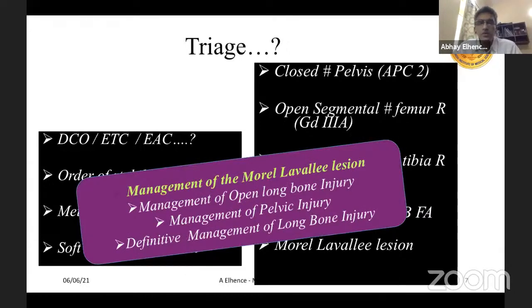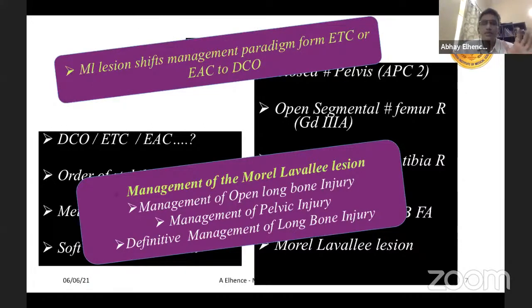What is important to understand here is that with a Morel-Lavallée lesion, ETC and EAC get thrown out of the window and the patient distinctly goes into damage control orthopedics, which means that the soft tissue injury, or the Morel-Lavallée lesion, has to take precedence over any definitive bony management. The open long bone injuries and the pelvic injuries have to be managed simultaneously, as the patient is stabilized hemodynamically. And subsequently, one can look at the concept of stabilizing and giving the patient function back.